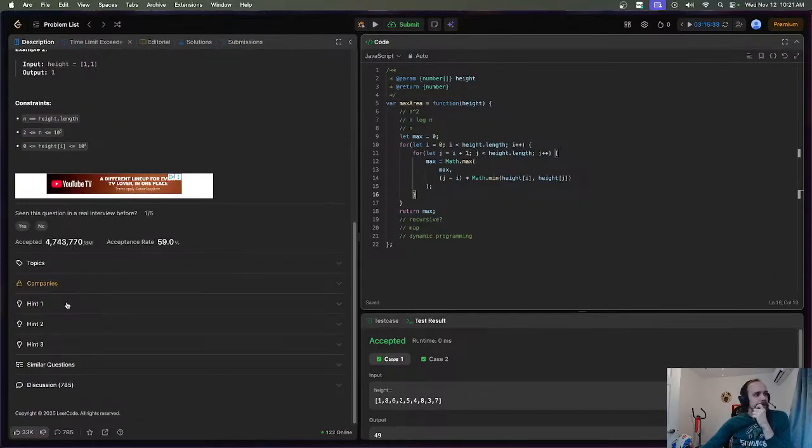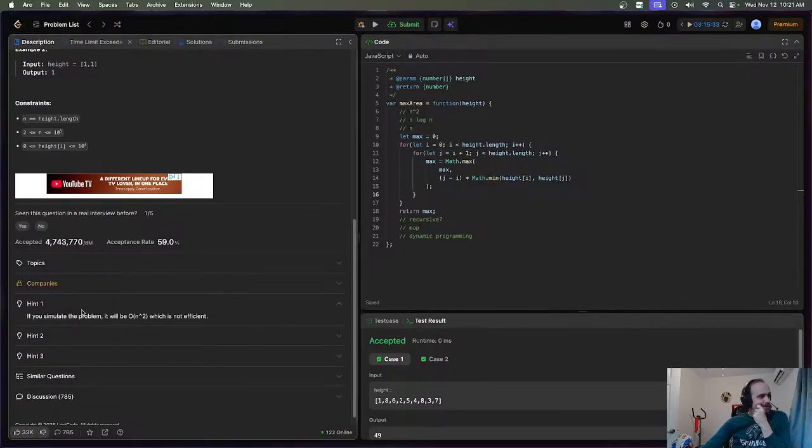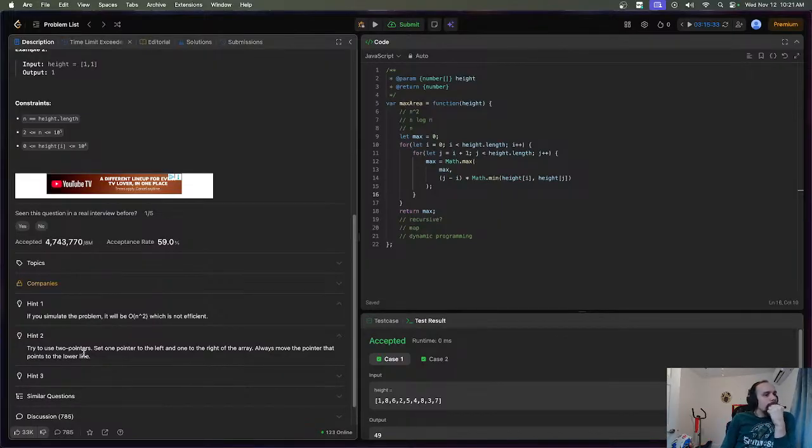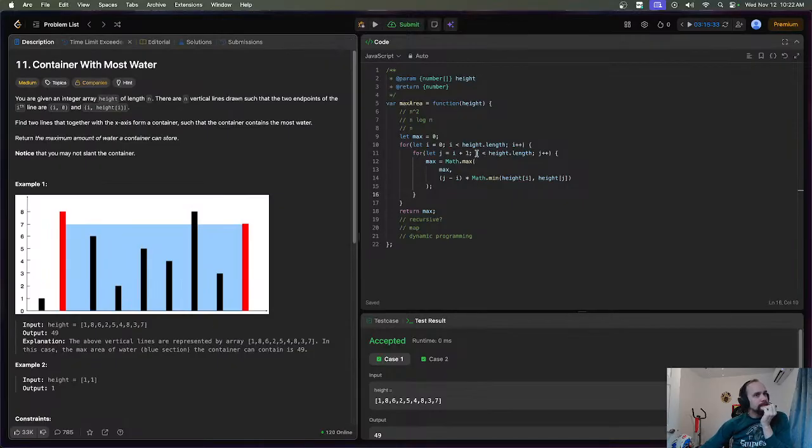I think I'm going to use a hint, maybe? Maybe this hint helps? Yeah, it's not efficient. Always move the pointer that points to the lower line. Try to use 2 pointers. Set 1 pointer to the left, 1 to the right. Okay. Alright, I'll try that.